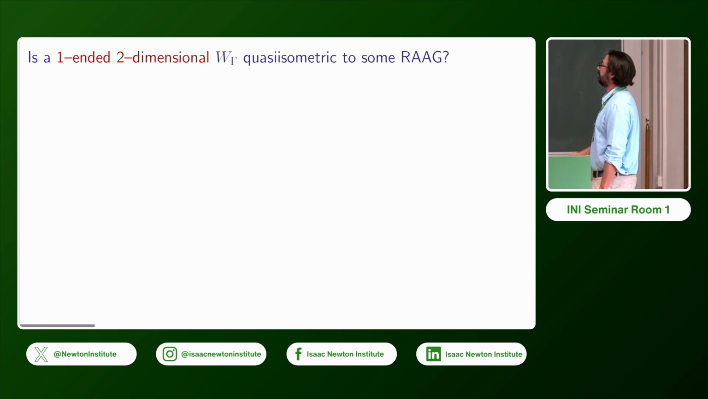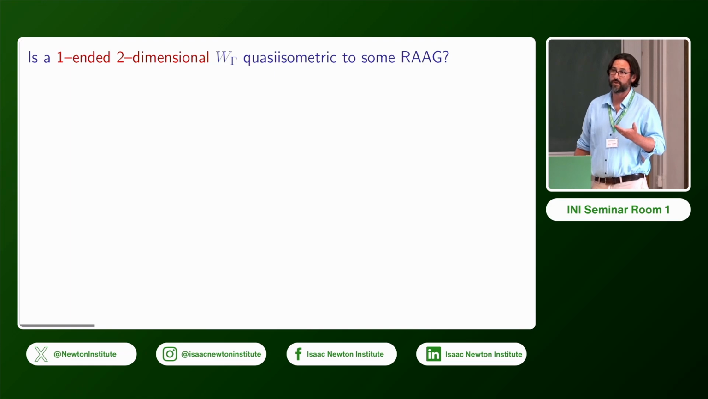Okay, so let me start narrowing the problem a little bit. So add two qualifiers here. The group should be one-ended and two-dimensional. One-ended is not a serious restriction, so there's a standard reduction in this field due to Papasoglu and White that says whenever you're doing quasi-isometry type of questions, you should first reduce to the one-ended factors of the group, and you study those. And that completely answers the question for the bigger group.